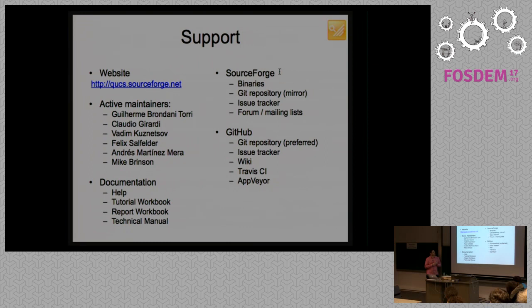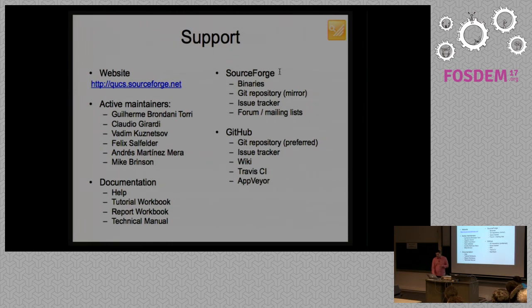We have the Git repository, but we are gradually phasing it out in favor of GitHub. We still have the issue tracker enabled there, and the forum is sometimes active, and the mailing lists are also hosted there. On GitHub, most of the work is happening now, and most of the issues are also there. We ported the wiki from SourceForge when it was disabled into GitHub. And from there, we also enable continuous integration with Travis and AppVeyor for Linux, OS X, and Windows.